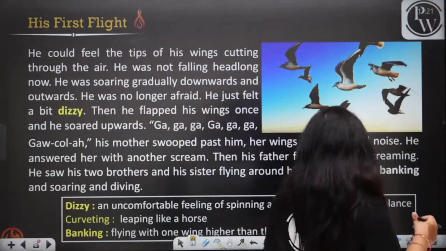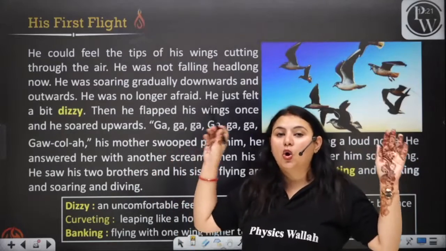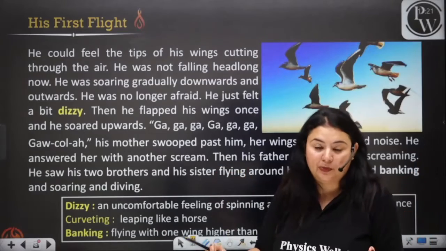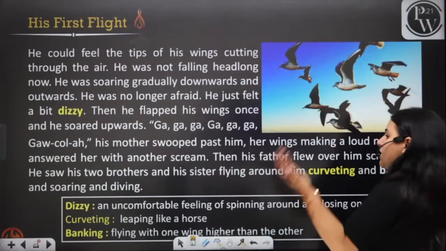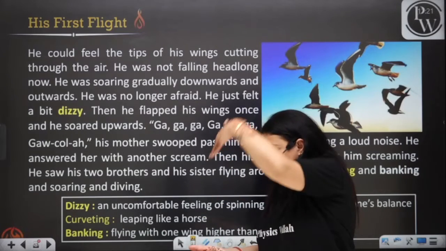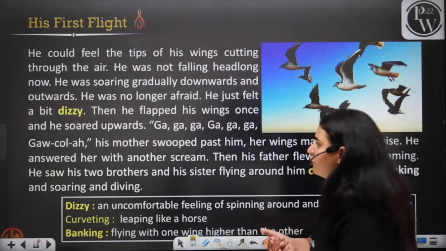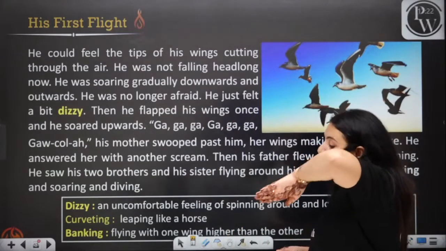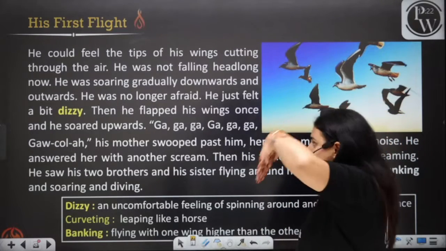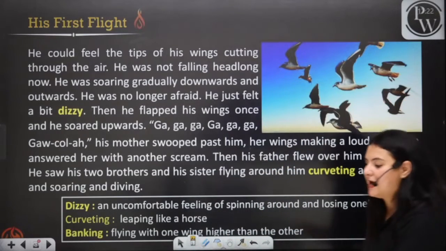He could now feel the tips of his wings. It means that his wings were supporting him. He was not falling headlong. Headlong means he was not falling like this. He wasn't afraid that he was going to fall on his head, because he was soaring gradually. Soaring gradually means taking a flight like this. First he was soaring downwards and then outwards.